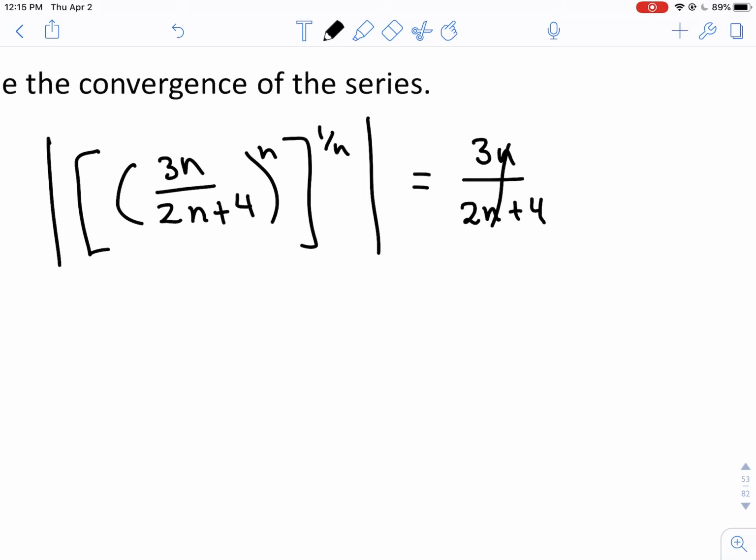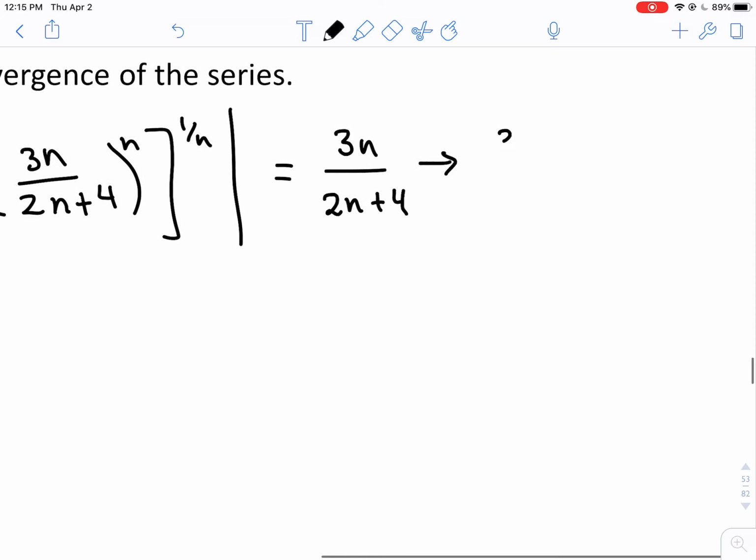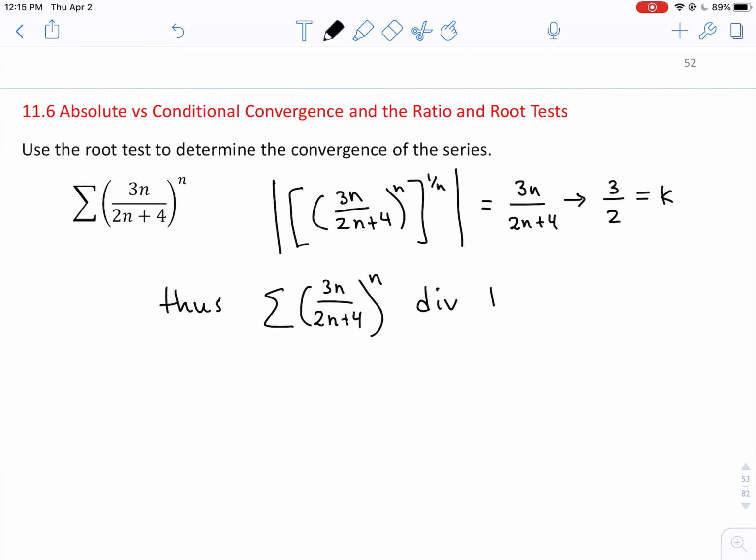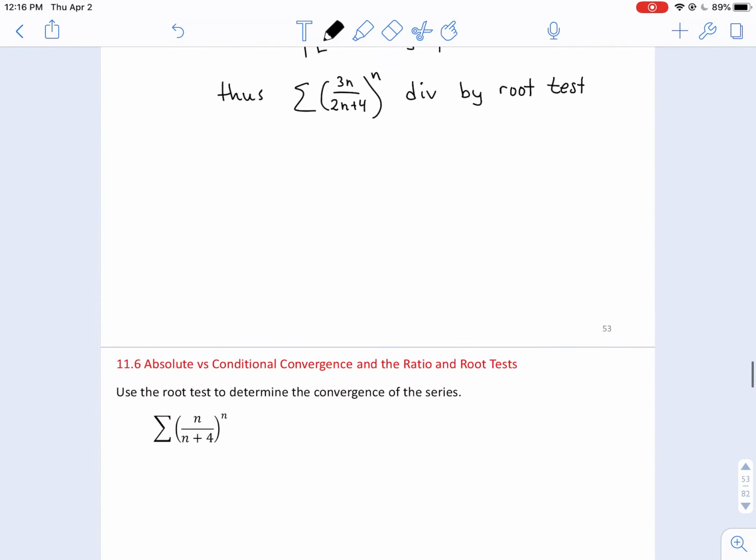Don't cancel these n's, right? That's a bad simplification. But this is a balanced rational function. L'Hopital's rule will confirm it goes to 3/2. This is our k. This is more than 1. Thus, the original series diverges by the root test. Okay, so that's a fast one.